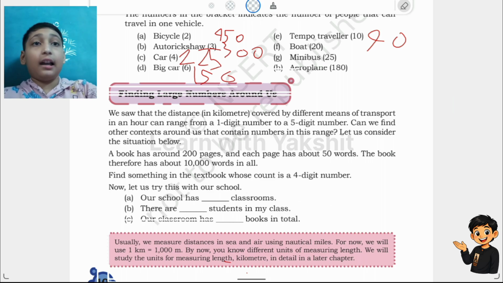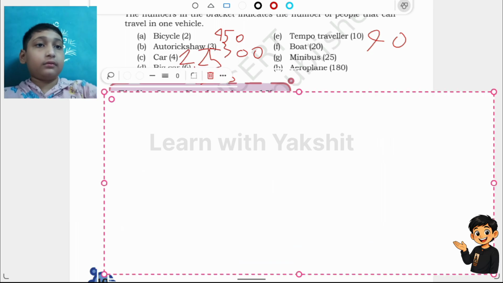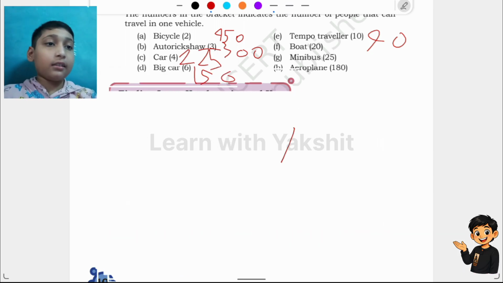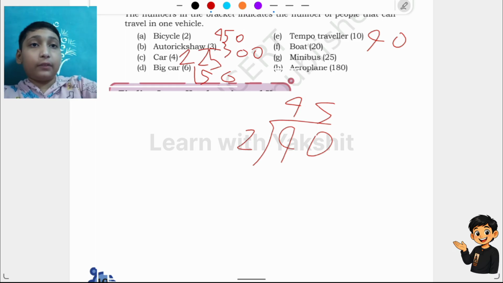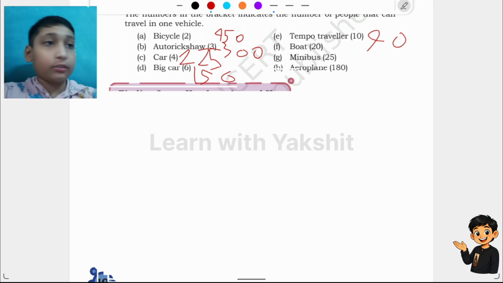Now in the next one, a boat. And now I can explain this without solving, but still. As 90 is double of it, we can just divide it by 2. And as we see in some of them, it was 45, not including the zeros. So that's 45. Like that. Now 45 is the answer of F.